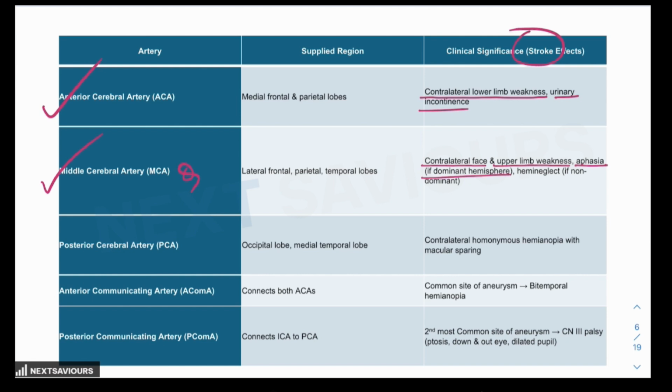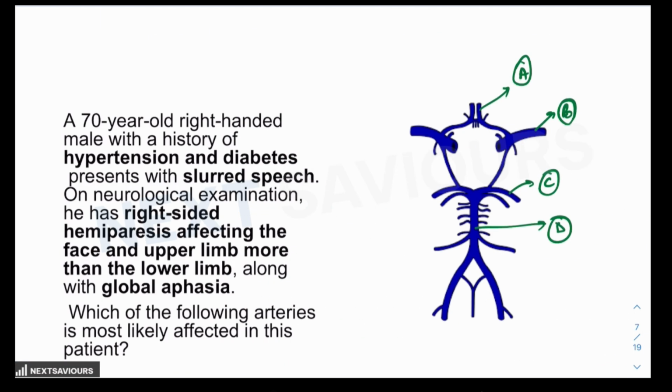Another one is how the posterior cerebral artery occlusion is identified: by the contralateral homonymous hemianopia with macular sparing. These are the specific clinical features that you have to identify in order to mark the answer related to this particular question. So let's see one of the sample questions related to this.